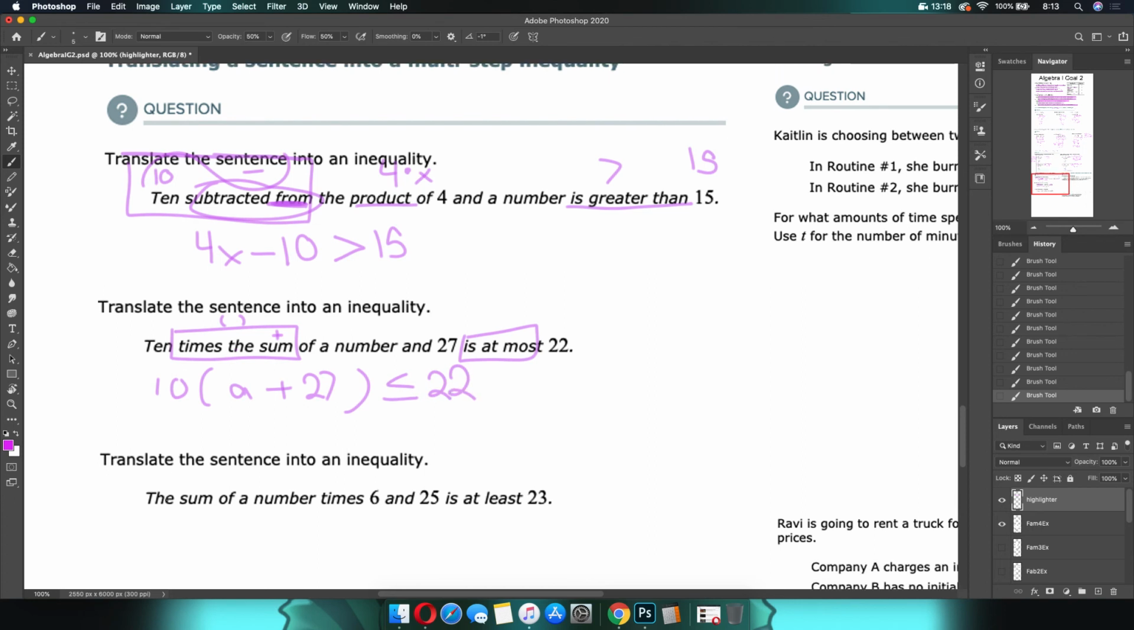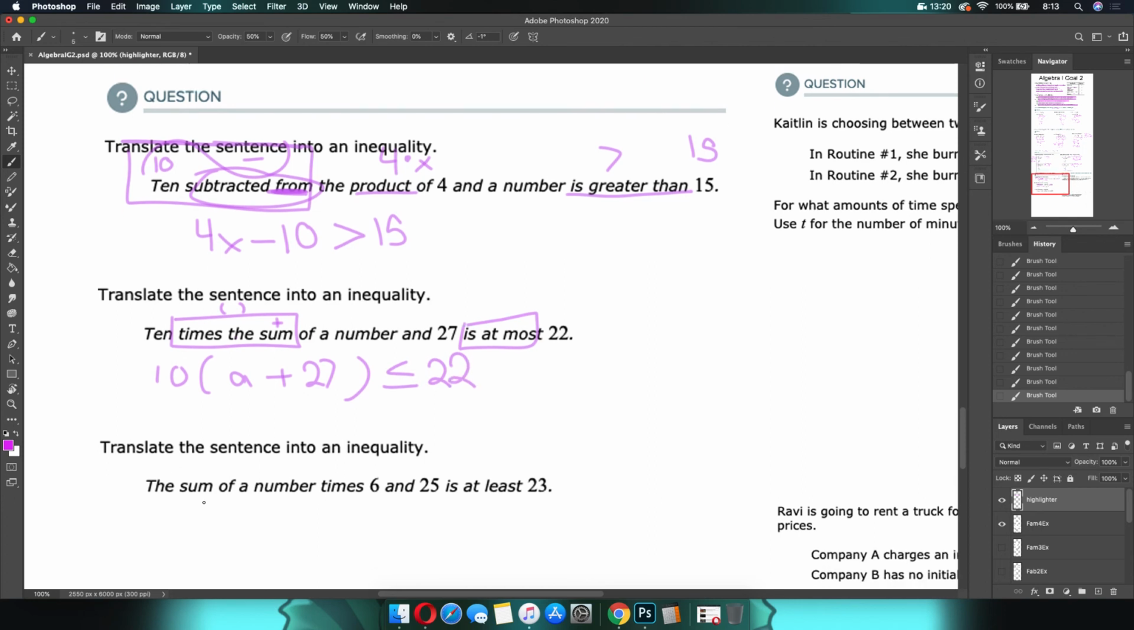Okay? Next up, one more. The sum of a number times 6 and 25. So that's my setup. So 6x plus 25 is at least 23. At least 23. So you've got to be careful of your wording.